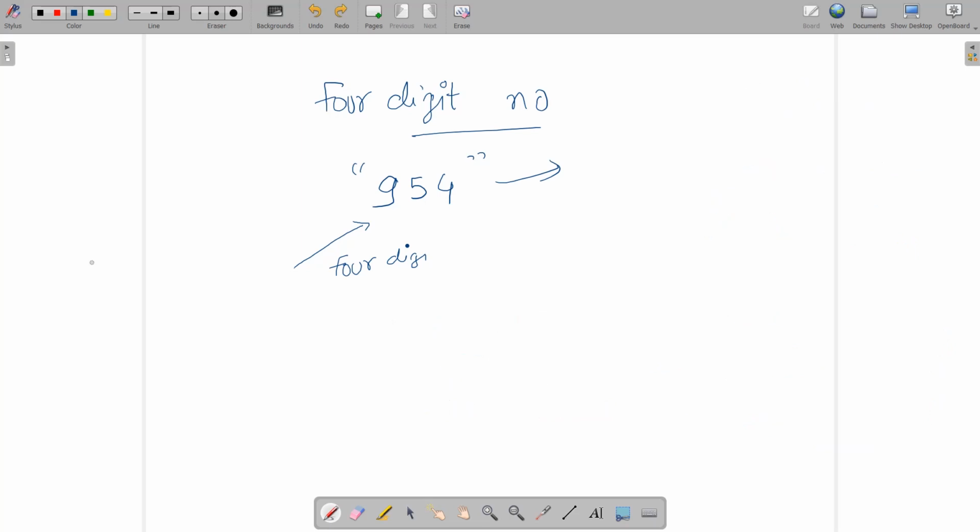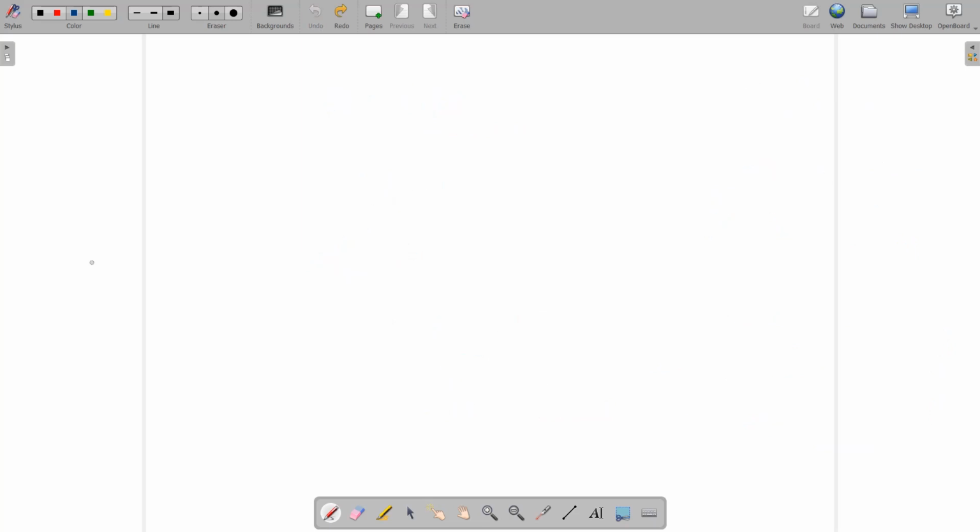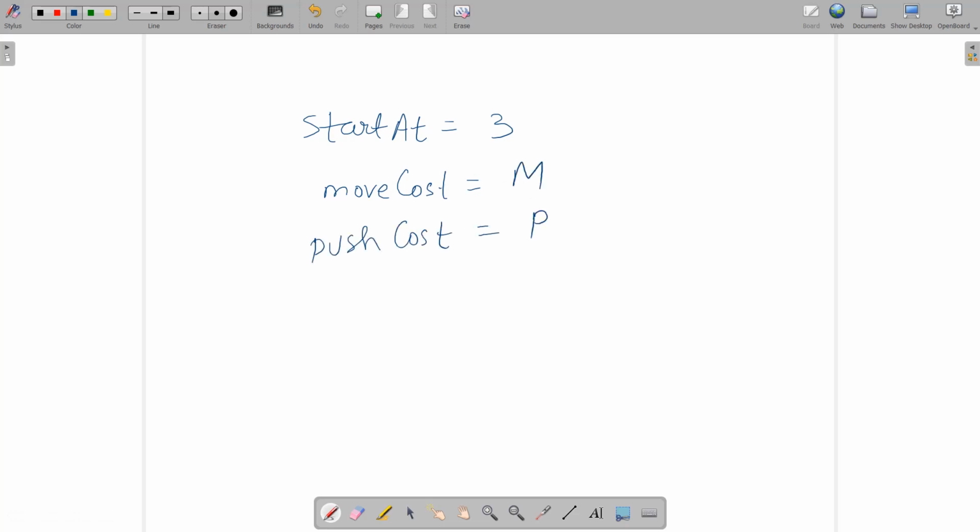Like you would be given some start position and some end position, and some move cost and push cost also. Suppose the start position is given as 3, the move cost is, let's say, m, and the push cost you would be given is some p. If you have the digits 0 1 2 3 4 5 6 7 8 9, there would be 10 digits starting from 0, and you are starting at this position. So first let me change the color, and you're starting at this position.